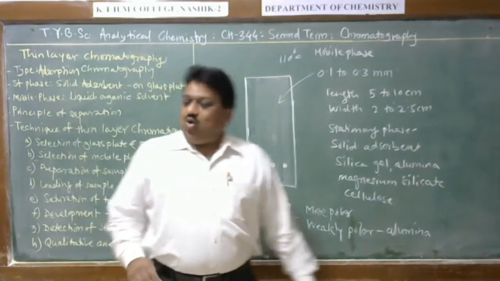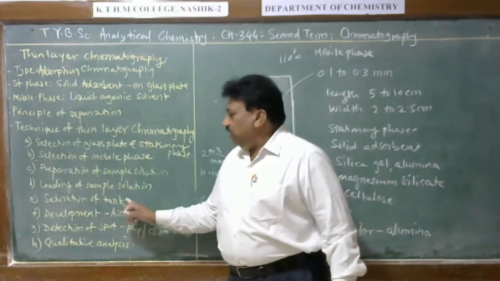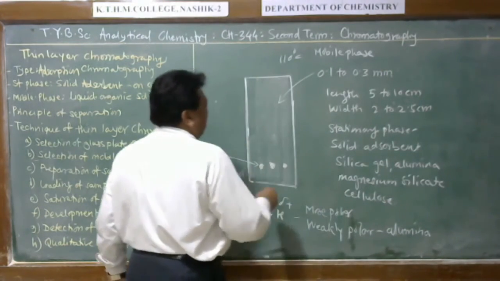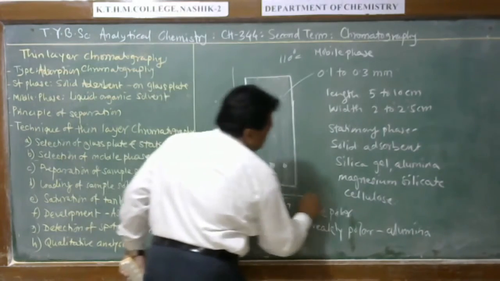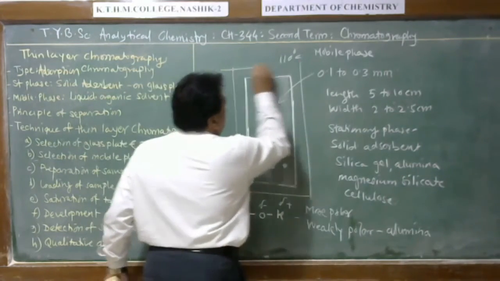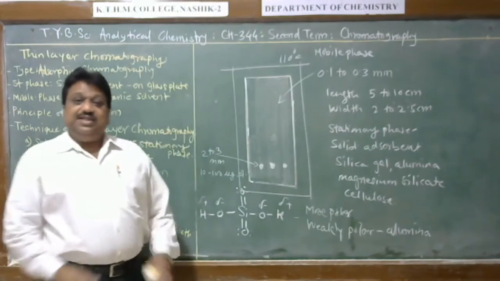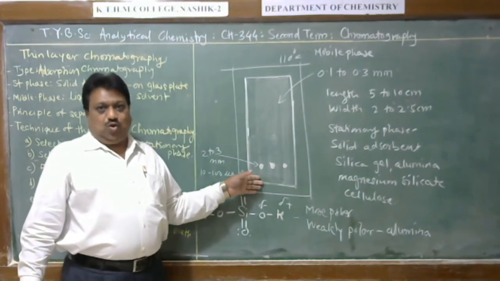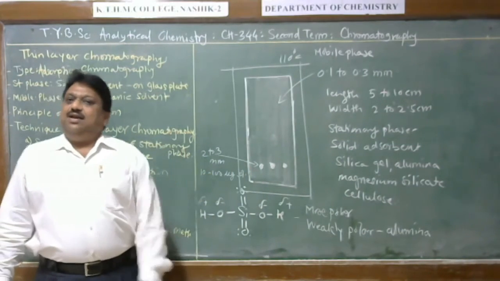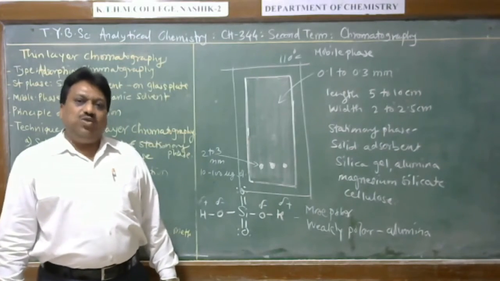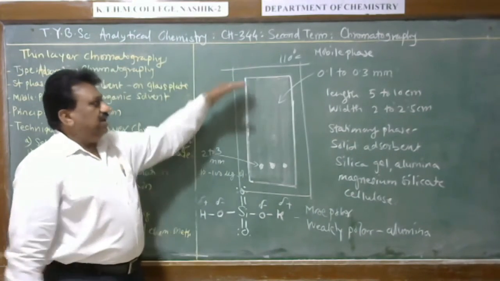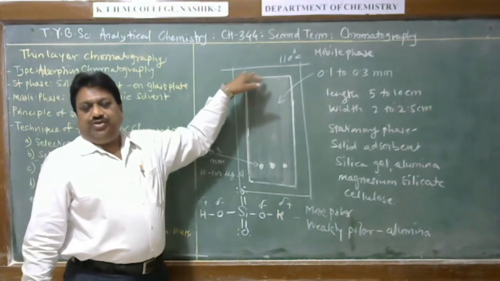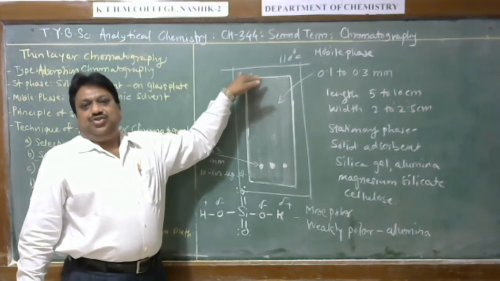Once we load the sample, the next step, before that we have to carry out the saturation of the tank. Saturation of the tank is simply that we add the mobile phase into the jar, and the mouth of the jar should be closed. This step is carried out 10 to 15 minutes before the development of the chromoplate, because in this case the fumes of the volatile solvents saturate the atmosphere of the chamber, and loss of solvent molecules can be avoided because of saturation of the tank.